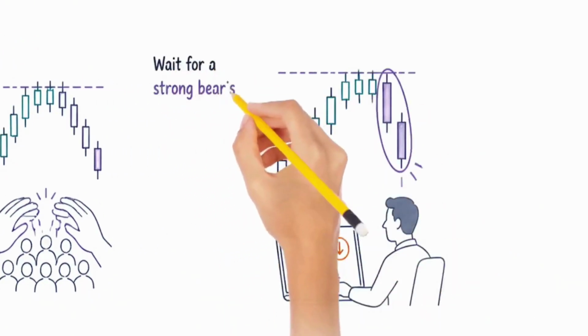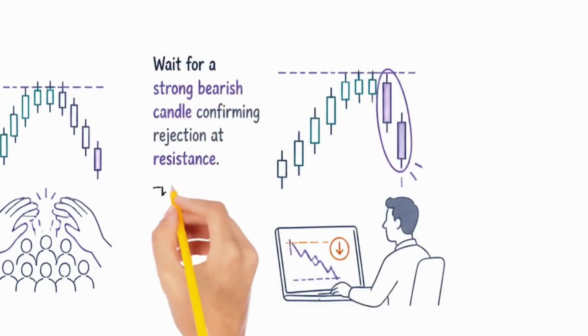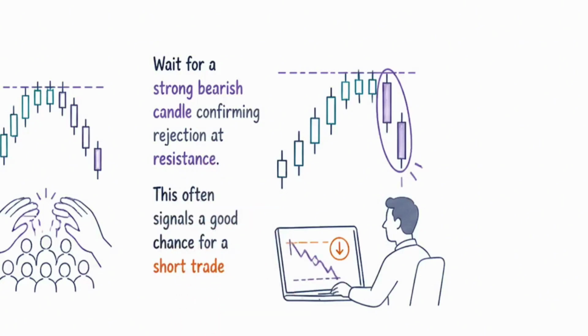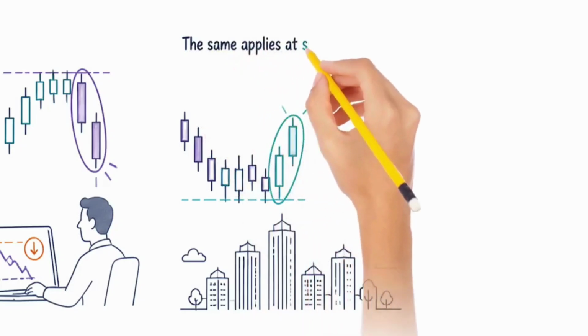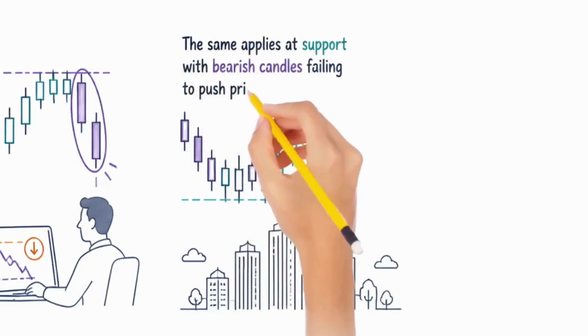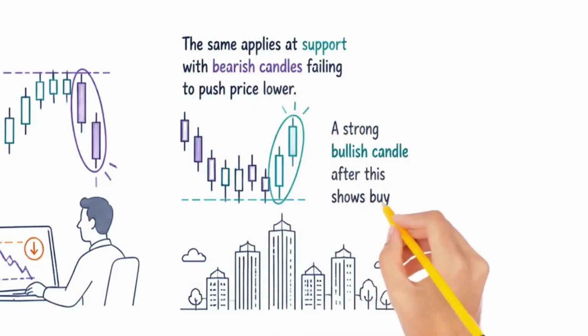Wait for a strong bearish candle confirming rejection at resistance. This often signals a good chance for a short trade. The same applies at support with bearish candles failing to push price lower. A strong bullish candle after this shows buyers stepping in.